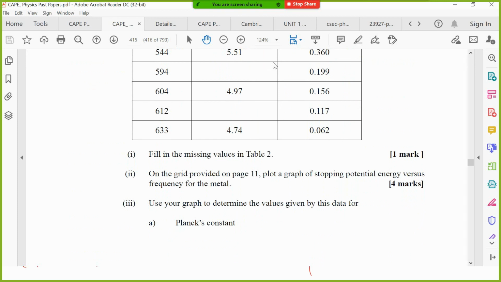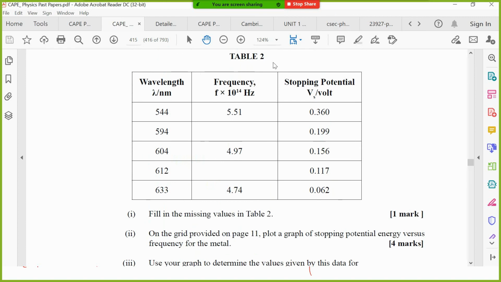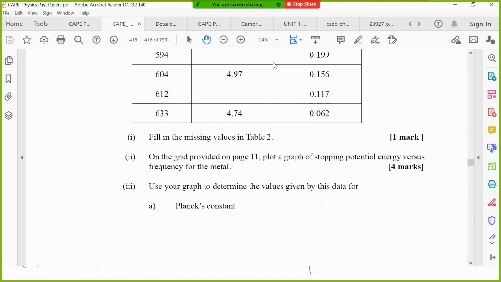I know it's not you guys, but some lower six students don't understand, or are not trying to use their brains, that whenever they tell you to plot a graph of something versus something, the first thing stated goes on the y-axis, and the other thing goes on the x-axis. So in this case, you're expected to plot stopping potential energy versus frequency. You have the stopping potential already, but you don't have the stopping potential energy. What you need is to multiply that by e, the charge of an electron, to get the overall stopping potential energy. Those are some things you have to pick up on.